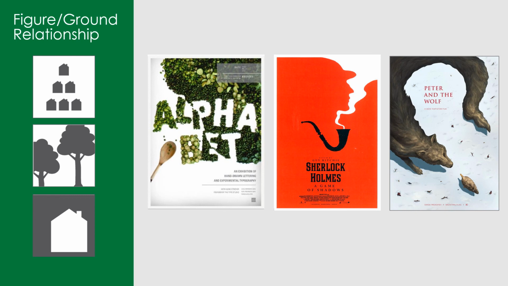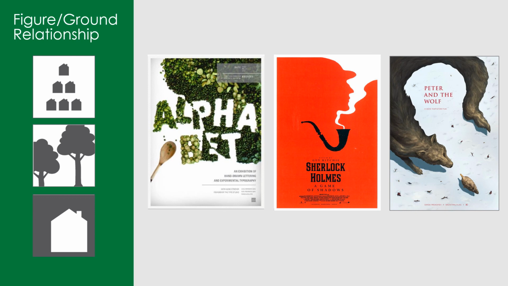Similarly, Sherlock Holmes, right? Clearly there are figures of the text and the pipe, but then when you look at the smoke off the pipe, you can start to see the silhouette of Sherlock Holmes's face in the red space, to the left of the white smoke. So all of a sudden now there's a red figure within the red ground. Again, we're messing with the figure ground relationship.